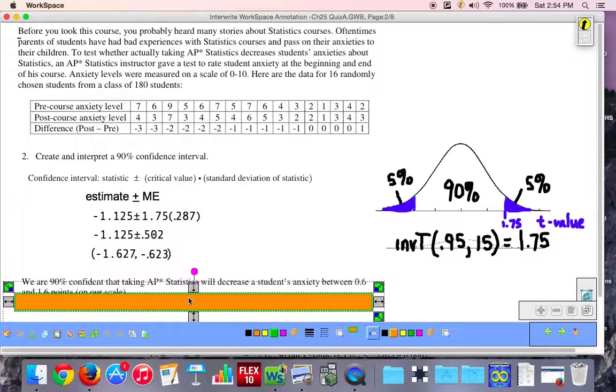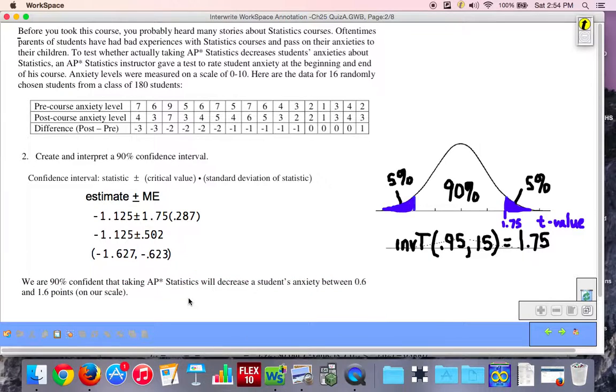So again, let me state that conclusion. I said confusion, I meant conclusion. We are 90% confident that taking AP Statistics will decrease a student's anxiety between 0.6 and 1.6 points on our scale.